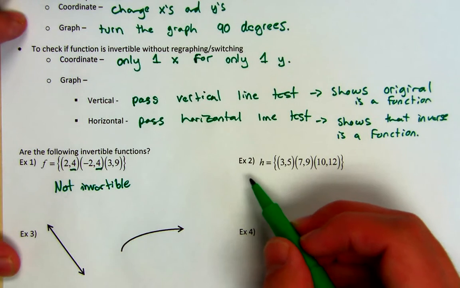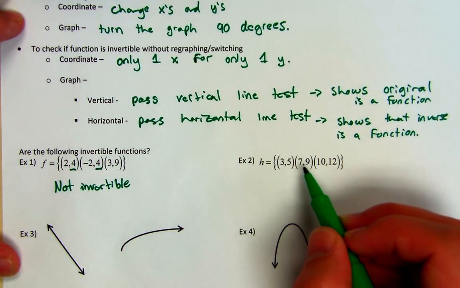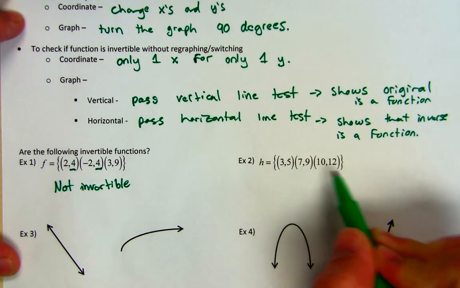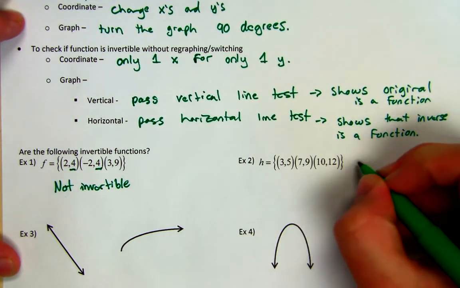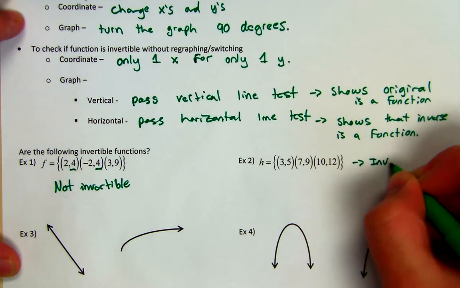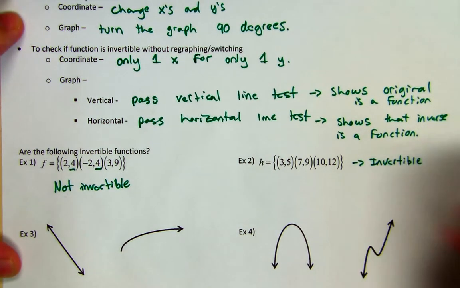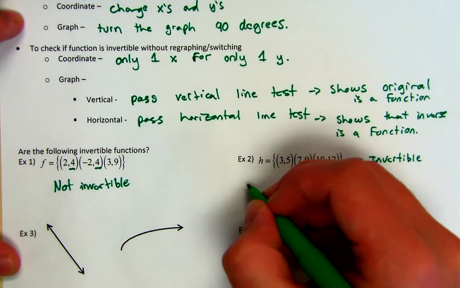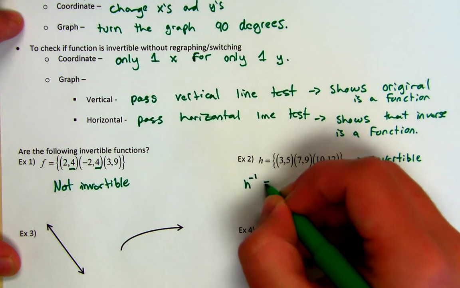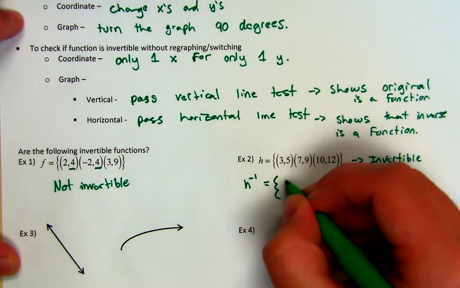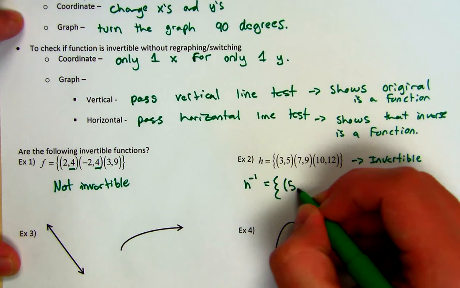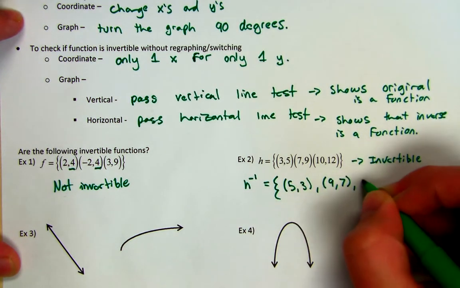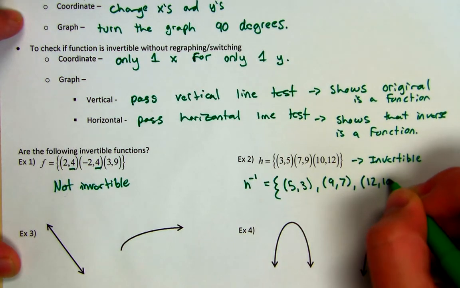If we look at example 2, we have (3, 5), (7, 9), (10, 12). None of the x's repeat, and none of the y's repeat. Therefore, this function is invertible. So to invert this function, we would switch the x's and y's. So h inverse is going to equal the set of points (5, 3), (9, 7), and (12, 10).